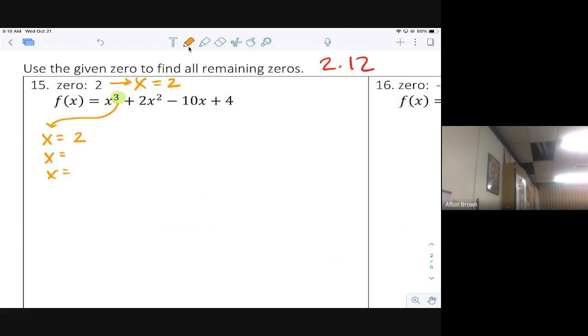Okay, it says find the remaining zeros. What are we going to use to find the remaining zeros, now that we know one of the zeros? How am I going to find some other zeros if I know one of them? Oh, I heard it. What do we call that? Synthetic division. Very good.